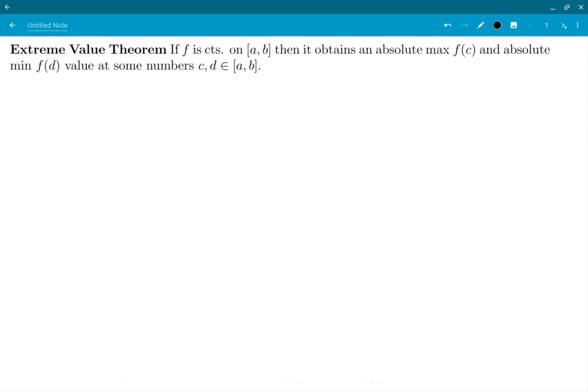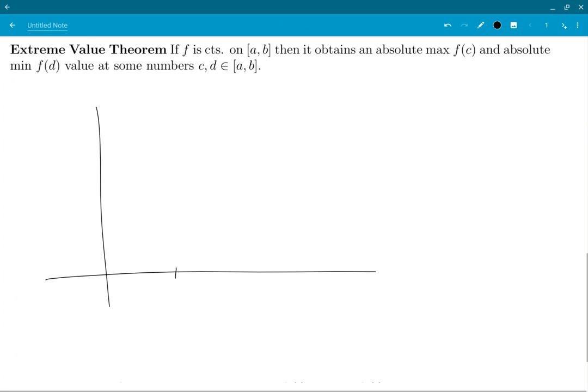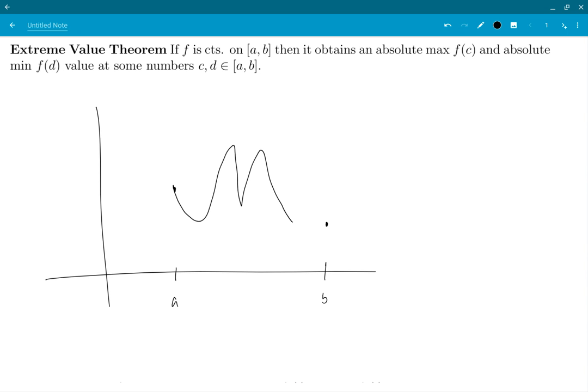Okay, what are we saying here? If you have a function defined from A to B, and it's continuous, okay, so you can draw it without lifting your pencil. So it's doing something like that, or maybe it's doing something like this. Okay, what it's not doing is having a vertical asymptote or something. It's not shooting up to infinity or down to minus infinity. Okay, it's a reasonable continuous function.